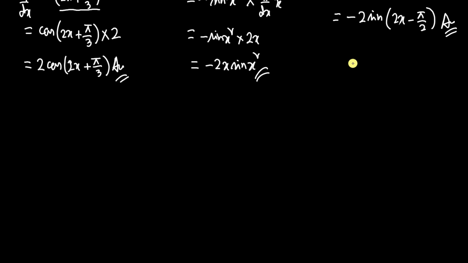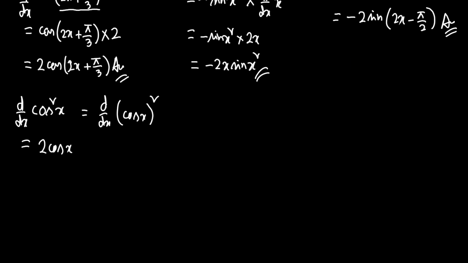Say if cos square x is written here, how do we differentiate this? We need to differentiate first as a power of the whole expression. Actually, we can write this as d by dx of cos x whole square, which is the same thing. If we differentiate that, 2 comes first, then from the power we subtract 1, then multiplied by the differentiation inside the bracket, and we get minus sin x.